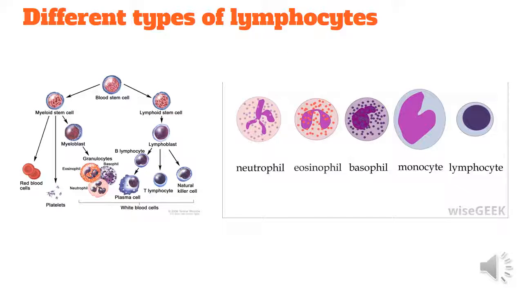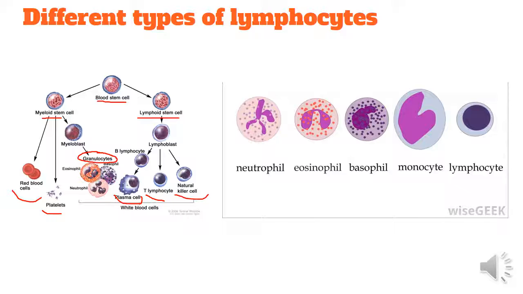So here's some different types of lymphocytes. So it starts with a blood stem cell, and it can go into either a myeloid stem cell or a lymphoid stem cell. Lymphoid stem cells end up becoming plasma cells, lymphocytes, natural killer cells. The myeloid stem cell becomes red blood cells, platelets. Then it also has the granulocytes, which are white blood cells with granules in them, eosinophil, neutrophil, and basophil.